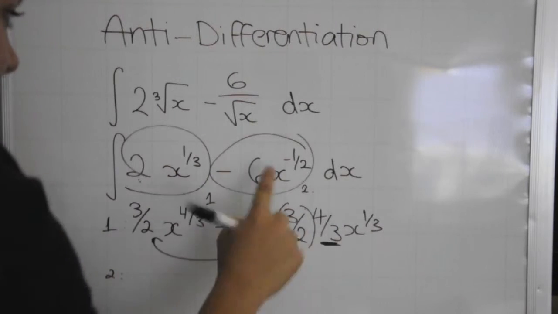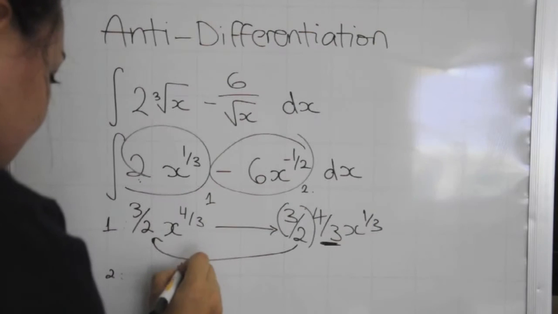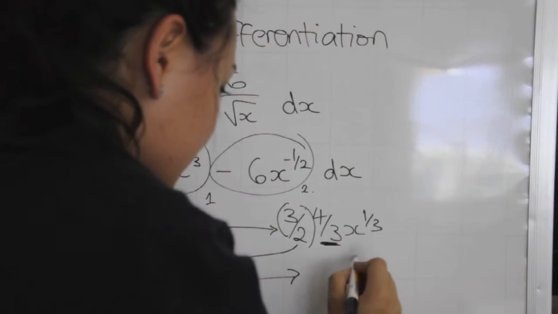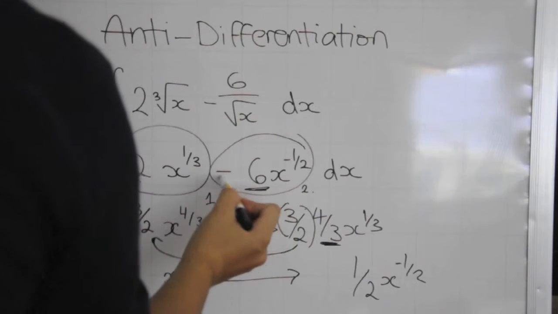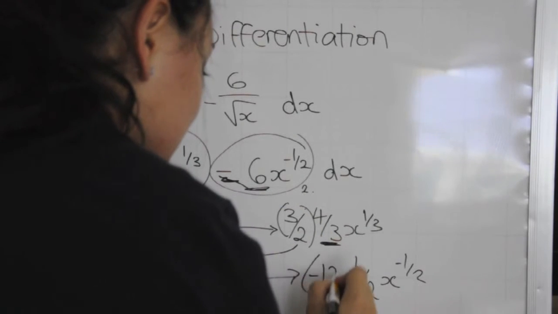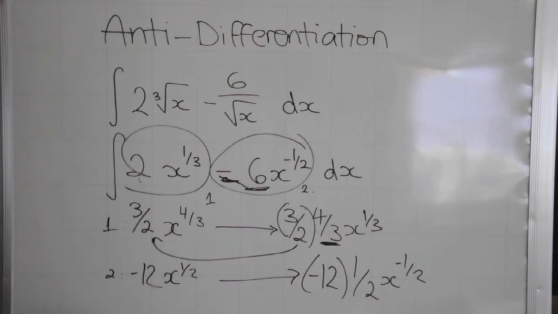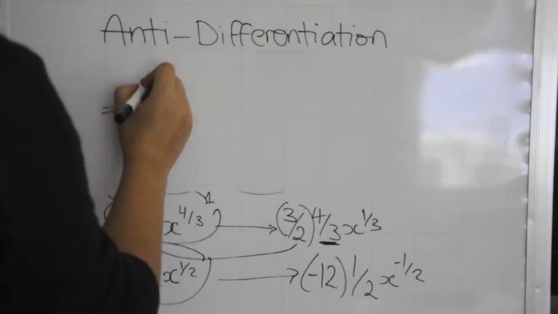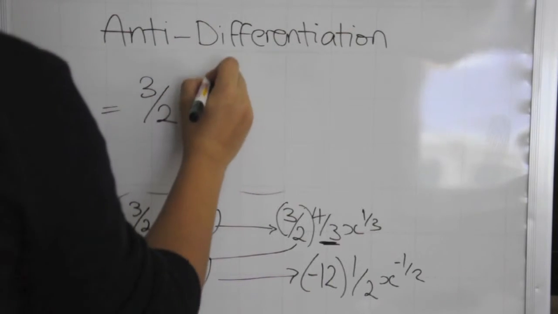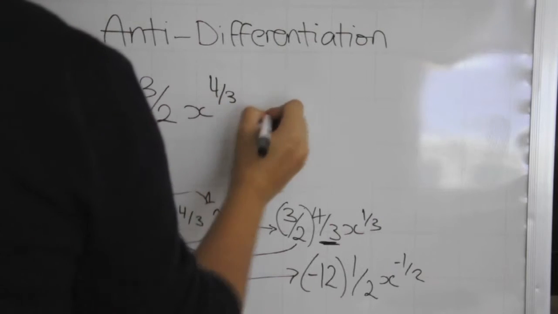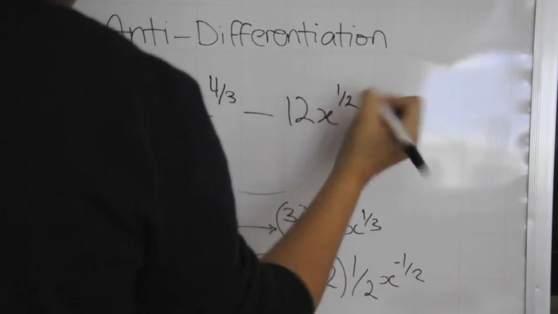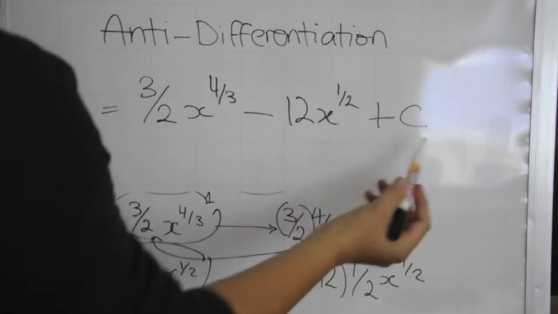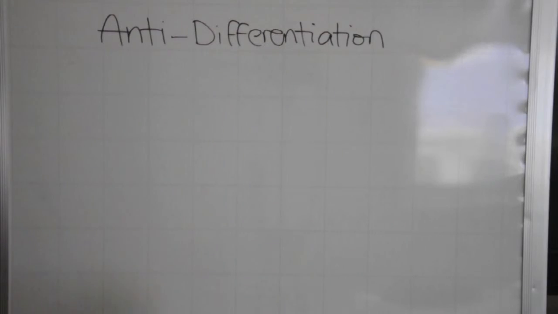Same process, add 1 to the minus a half, which is x to the half. Differentiate it, which is a half x to the minus a half. And to make it equal to minus 6, we times it by minus 12. It's 12. So we've got this and this. So we have 3 over 2 x to the power of 4 over 3 minus, because of the minus here, 12x to the power of a half plus c. Always put the c.